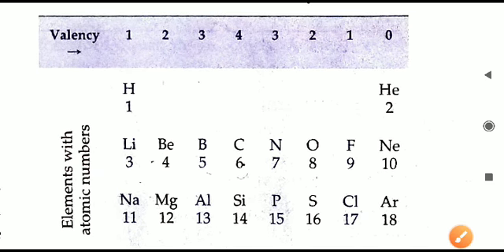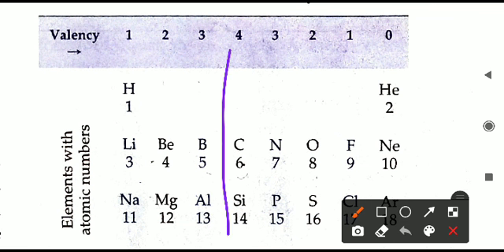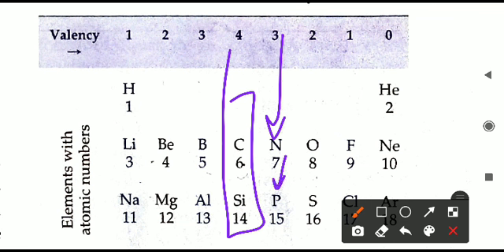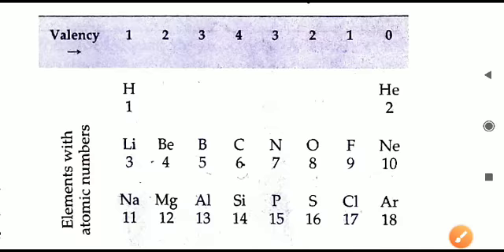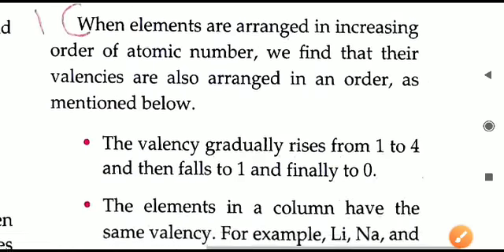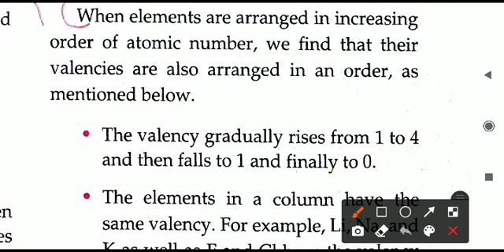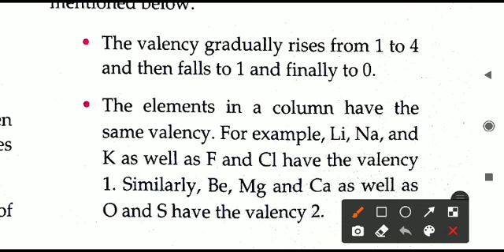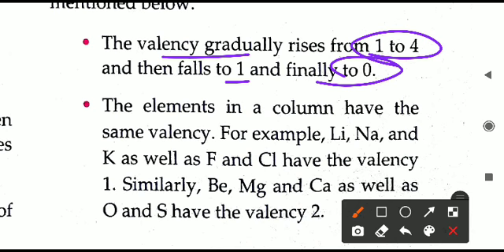Other than that you can all see here valency 4 is here, carbon and silicon. Nitrogen valency is 3. Below that phosphorus is there, its valency is also 3. Oxygen and below it is sulfur, all these are having valency 2. And next one fluorine, and below that chlorine, they are having valency 1. So like this you can see here. Whenever we are arranging these elements in increasing order of atomic number, then only we will see what is happening. Valency first of all increases from 1 to 4, then falls to 1, and finally becomes 0.